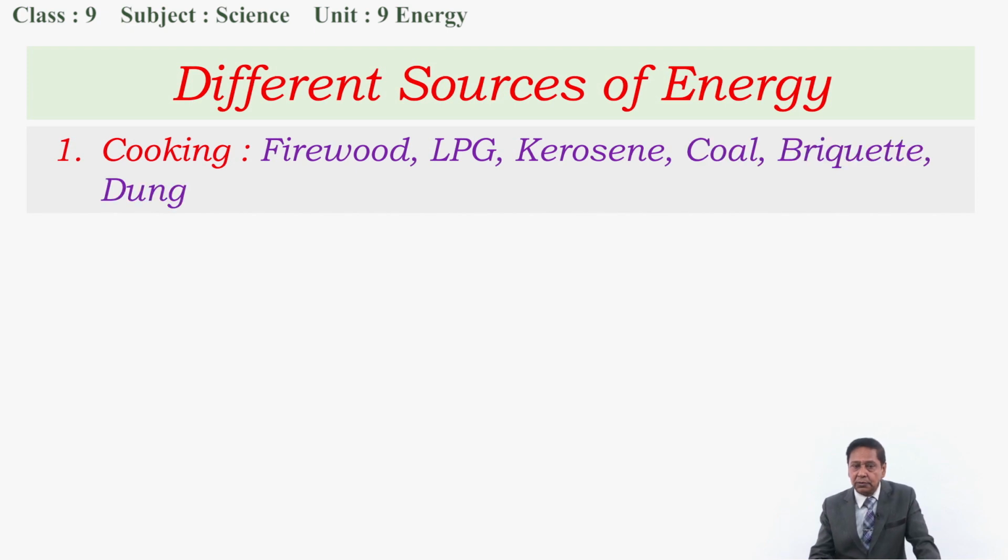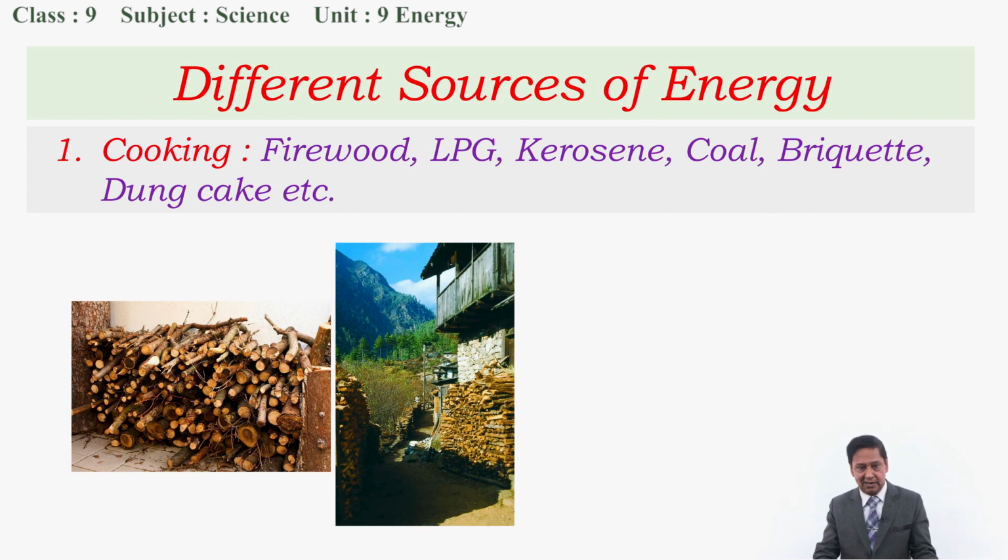Cooking: firewood, liquefied petroleum gas, kerosene, coal, briquette, dung cake. These are the sources of energy which we use in cooking. Firewood is used in villages, and liquefied petroleum gas means at first the petroleum is obtained in the form of black colored viscous liquid which contains petrol, diesel, kerosene, everything, and after the fractional distillation this petrol, diesel, kerosene are separated, and lastly a gas is left over there in the tank, that is petroleum gas.